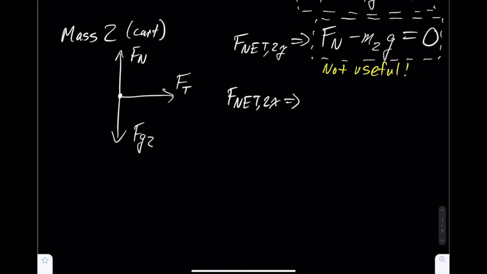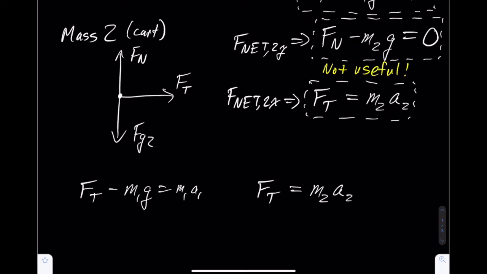Okay, and then the net force equation in the x direction is really simple. It's the force of tension is equal to, well, that's the only force in the x direction, so that's going to be equal to ma for that object. Now, it's important to remember that's mass 2 and also acceleration 2. Okay, so let's copy the equations that are going to be actually useful.